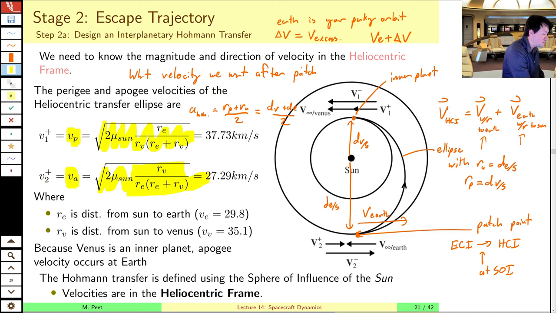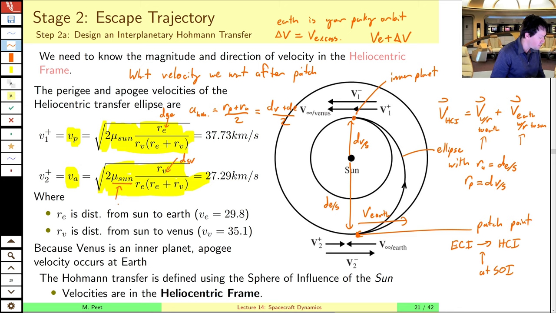And here I'm using a slightly different notation. This is the distance from the Sun to the Earth, and this is the distance from the Sun to Venus. So this is a Hohmann transfer in the heliocentric coordinates. And so obviously, of course, mu is that of the Sun, and I forget that number, it's large. Actually, I forgot the one for the Earth too. Well, I'll remember that soon enough.